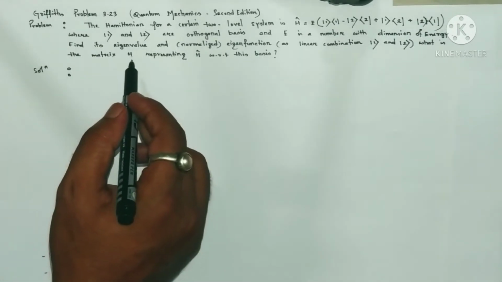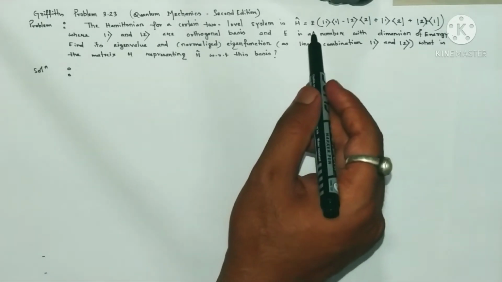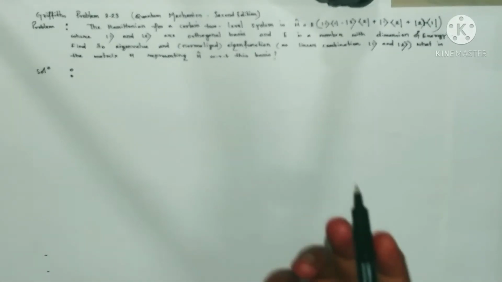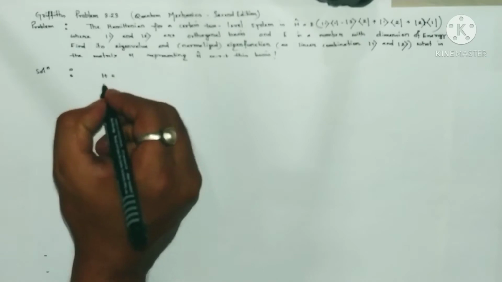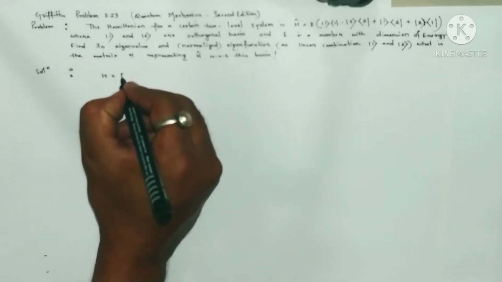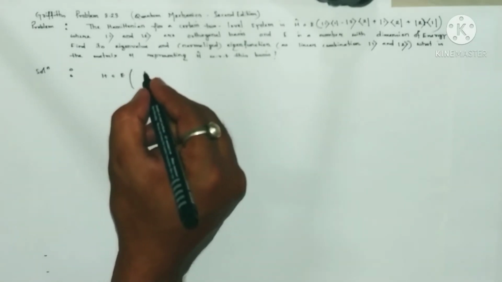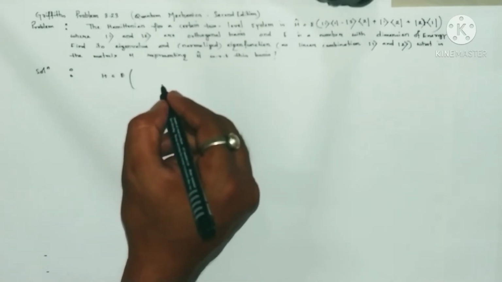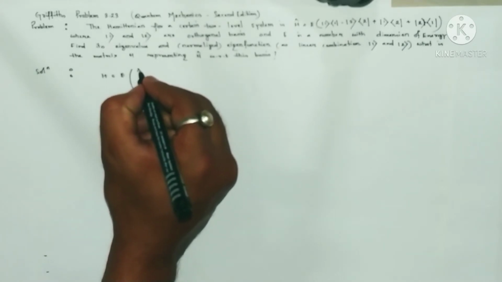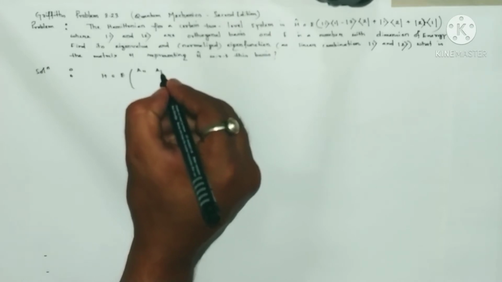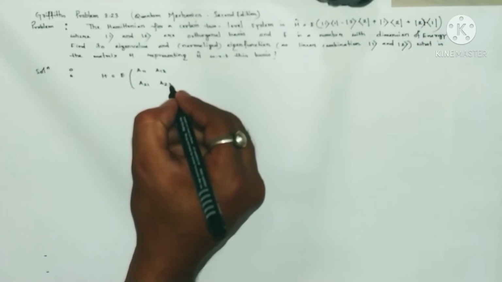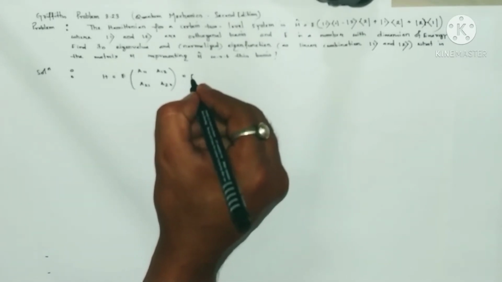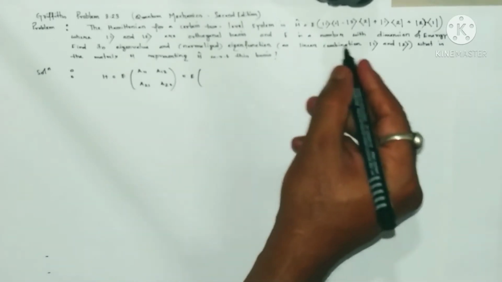So they are saying to find the eigenvalue and a normalized eigenfunction. In order to find the eigenvalue, we can write this Hamiltonian as a matrix. We can do it in two ways. One is that H can be written in matrix form, H equal to E times the matrix with entries ⟨1|1⟩, ⟨1|2⟩, ⟨2|1⟩, ⟨2|2⟩. Suppose A11, A12, A21, A22.